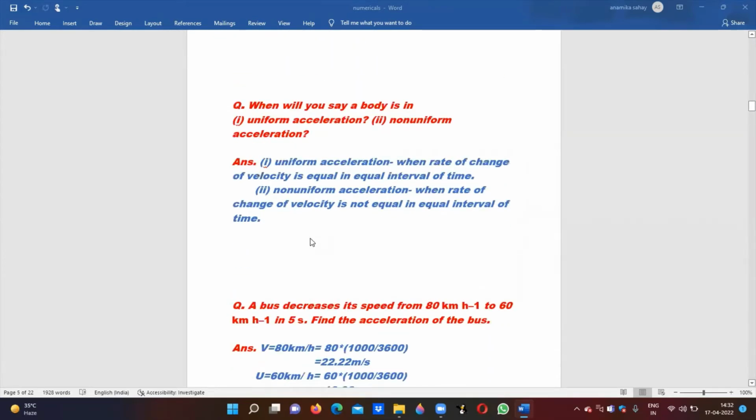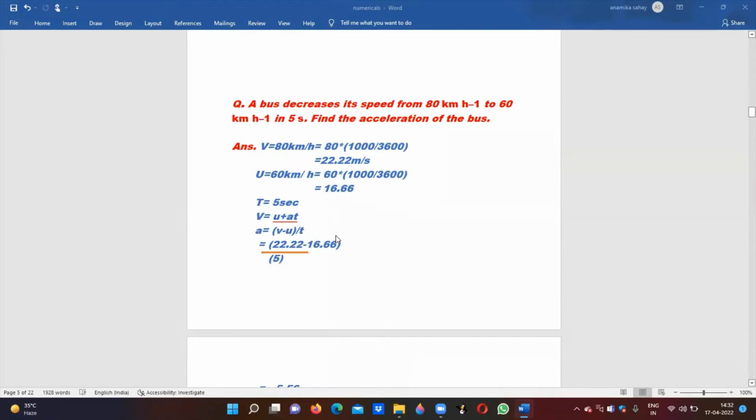What will you say a body is in uniform acceleration and non-uniform acceleration? In uniform acceleration, the rate of change of velocity is equal in equal intervals of time. In that case, the body is in uniform acceleration. If the rate of change of velocity is not equal in equal intervals of time, in that case, the body is in non-uniform acceleration. Okay.